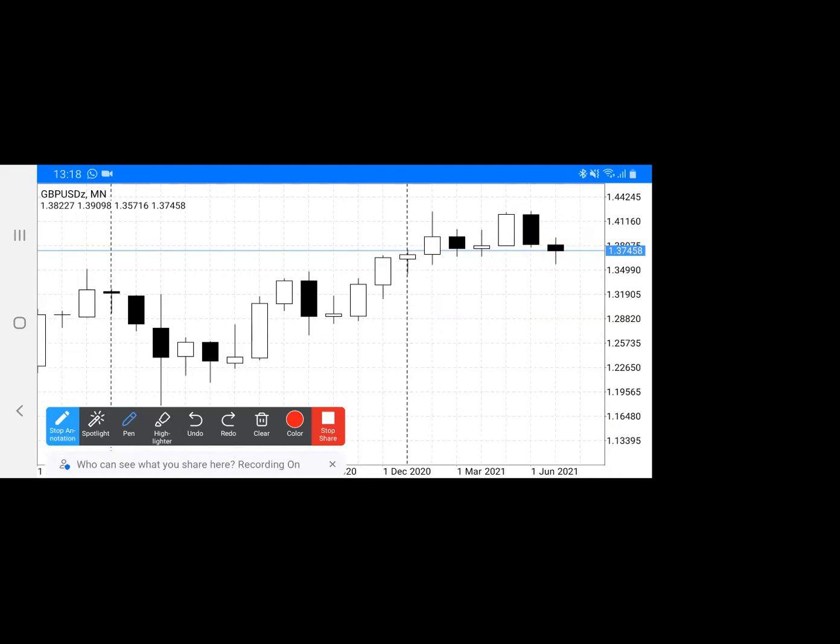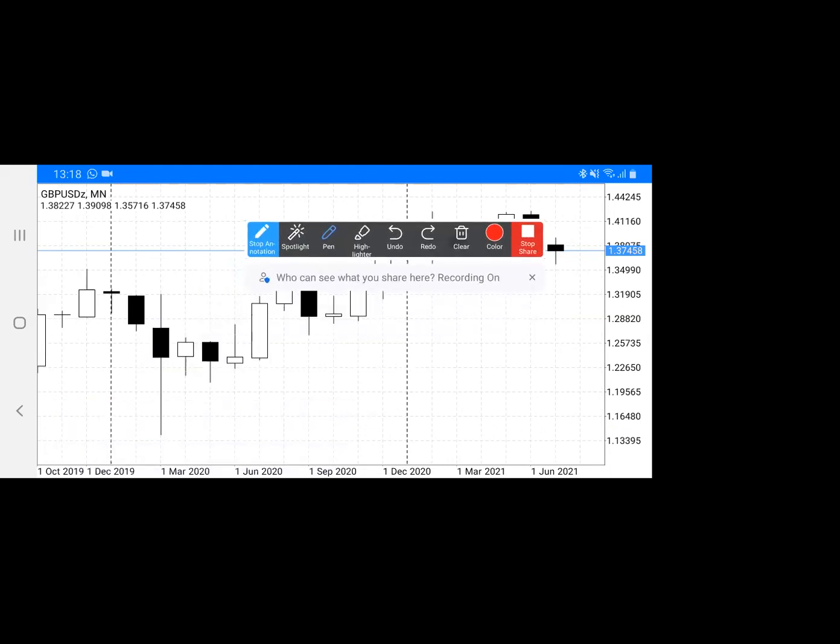Does that make sense to everyone? Is everyone understanding the time frames that the candlesticks represent? Yeah, fantastic.